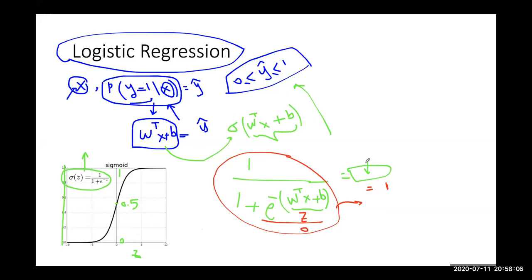And if z is zero, we get 1 over 1 plus e to the 0, which is 1, so that's 1/2. That's why whenever the function passes through 0, its value is 1/2.